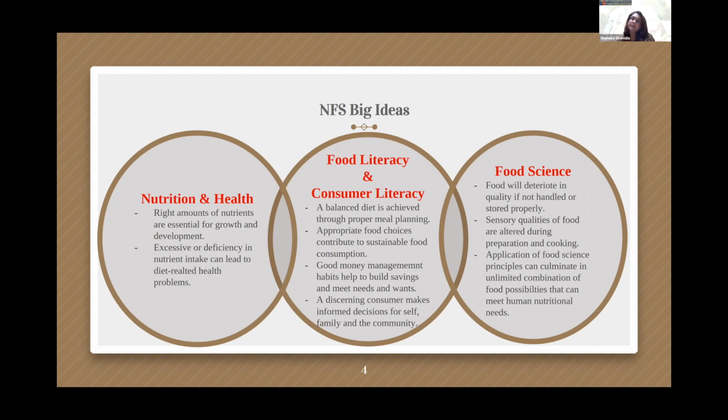And the last one is food science. Food will deteriorate in quality if not handled or stored properly. Sensory qualities of food are altered during preparation and cooking. Application of food science principles can culminate in unlimited combination of food possibilities that can meet human nutritional needs.